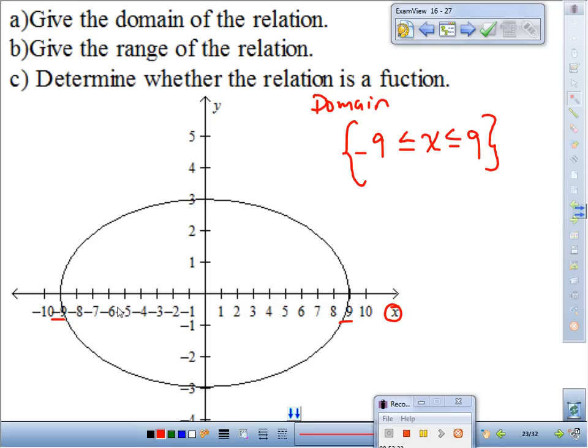Once again, did everybody see what I did? And why did I do that? Because it says that x is in between these two, that it includes all the values for that graph. So let's look at the range. The range are all y values.